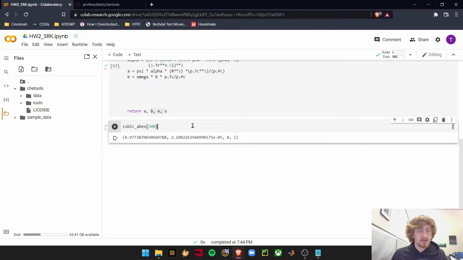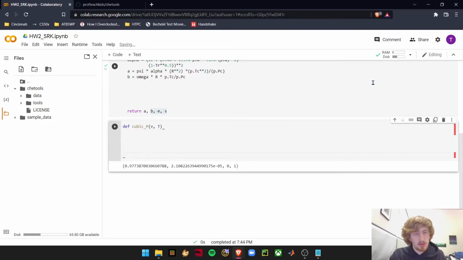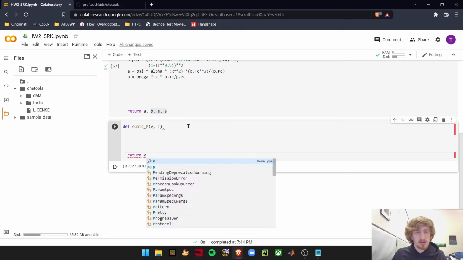So now that we have our function for finding our A, B, epsilon, and sigma, we can go ahead and make a function to find the cubic pressure. So we'll make another function, and our inputs are going to be a specific volume and a temperature. And we want it to return our pressure, obviously. I forgot a colon up here.